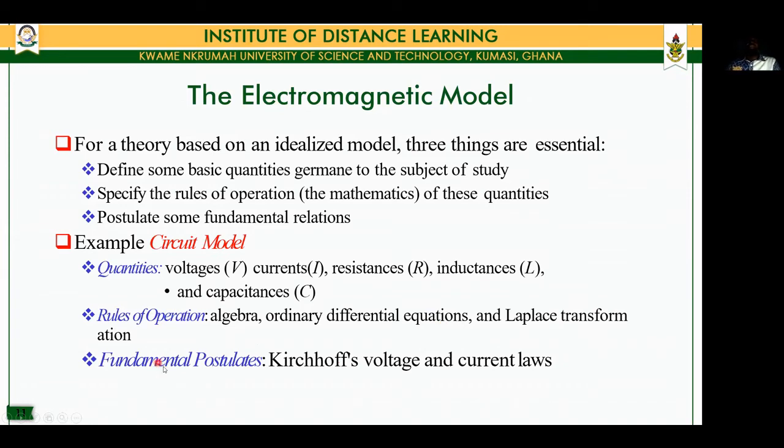And circuit theory has fundamental postulates. One such fundamental postulate is what? Kirchhoff's voltage and current laws. And you see that throughout your study of circuit theory, you apply Kirchhoff's voltage and current laws. So similarly, we have what we call the electromagnetic model.